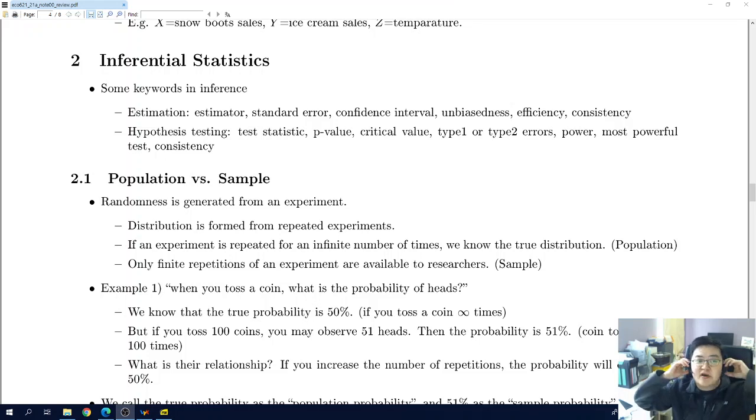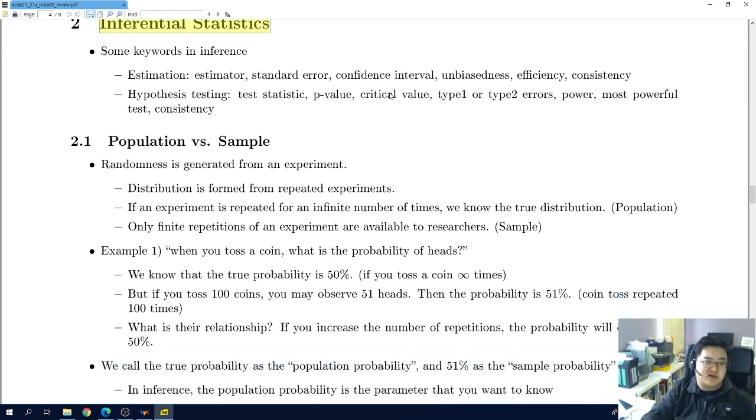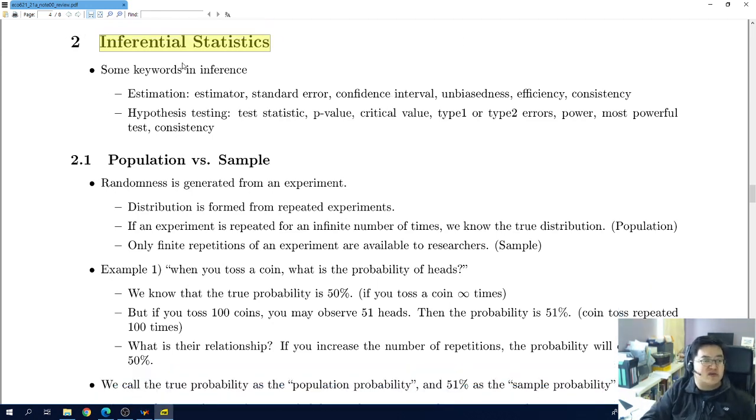Hello. So I'm going to continue the review of statistics, and today I am going to start from inferential statistics. I have updated the lecture notes a lot. Basically the content is the same, but you may prefer the updated one. It's much more compact, so you may prefer this.